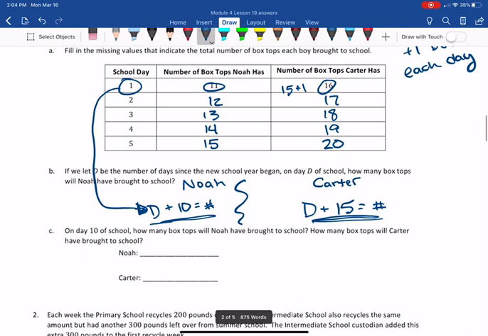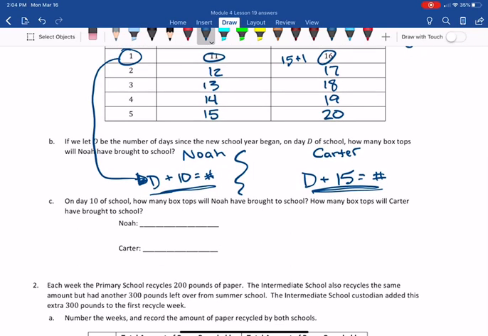So those equations are going to really help me answer this question right here. On day 10 of school, I don't have day 10, I just went to day 5. How many box tops will Noah have brought to school?